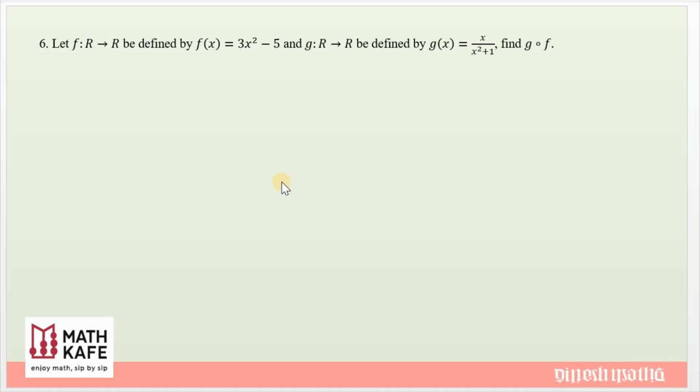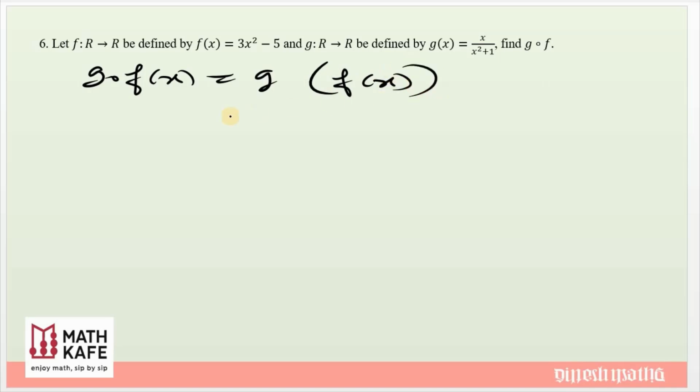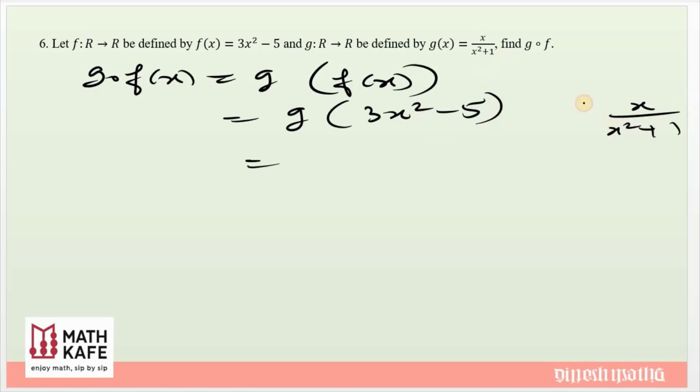Let us take one question. This is also repeatedly asked in the board exam. Here there is a small difference. See, this question is f of x is equal to 3x square minus 5 and g of x is x by x square plus 1 and you need to find g composition f. Here g composition f of x means g of f of x. This is g of 3x square minus 5. Now what is g of x? X divided by x square plus 1. Right? That is g of x.